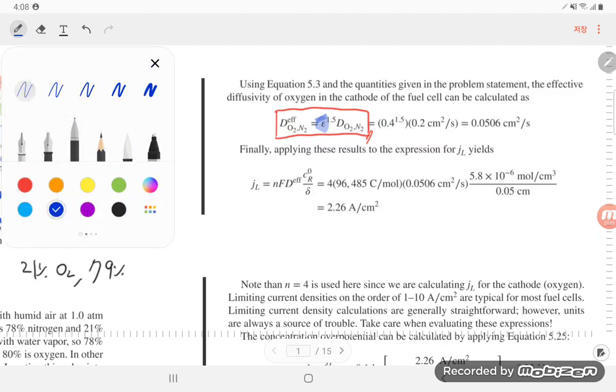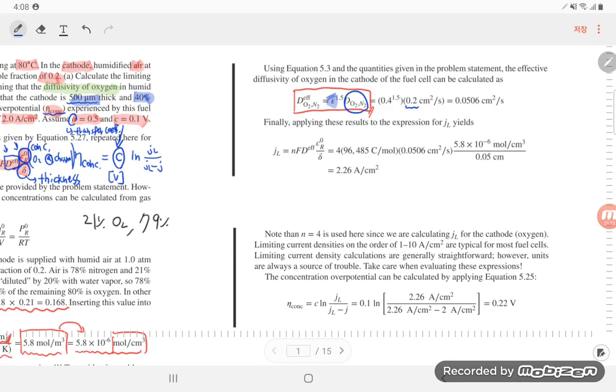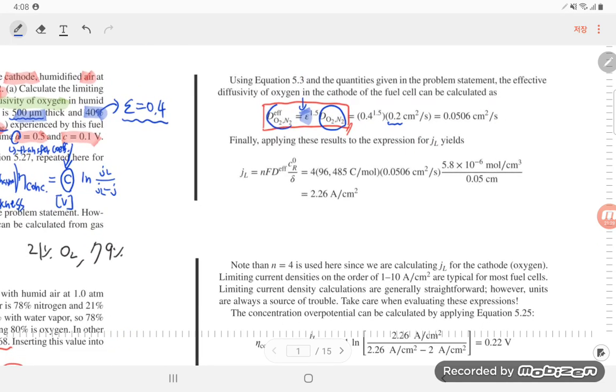We already know the diffusivity of the oxygen, 0.2 square centimeter per second. In this problem, the porosity is 40%, so we can use 0.4 as the porosity here. After calculating this value, we can get the effective diffusivity like this.